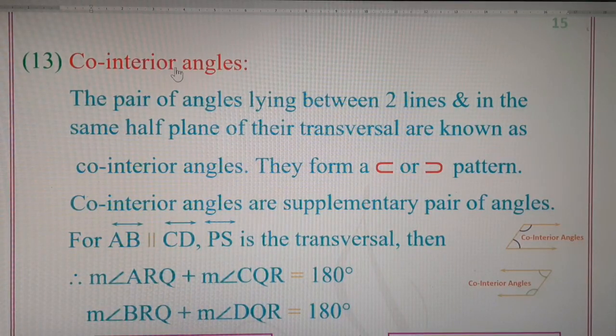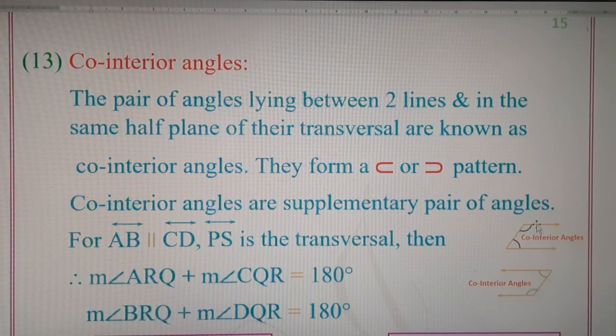Number 13, co-interior angles. The pair of angles lying between two lines and in the same half plane of their transversal are known as the co-interior angles. The co-interior angles form a C pattern or a mirror image of the C pattern. So co-interior angles are supplementary pair of angles.